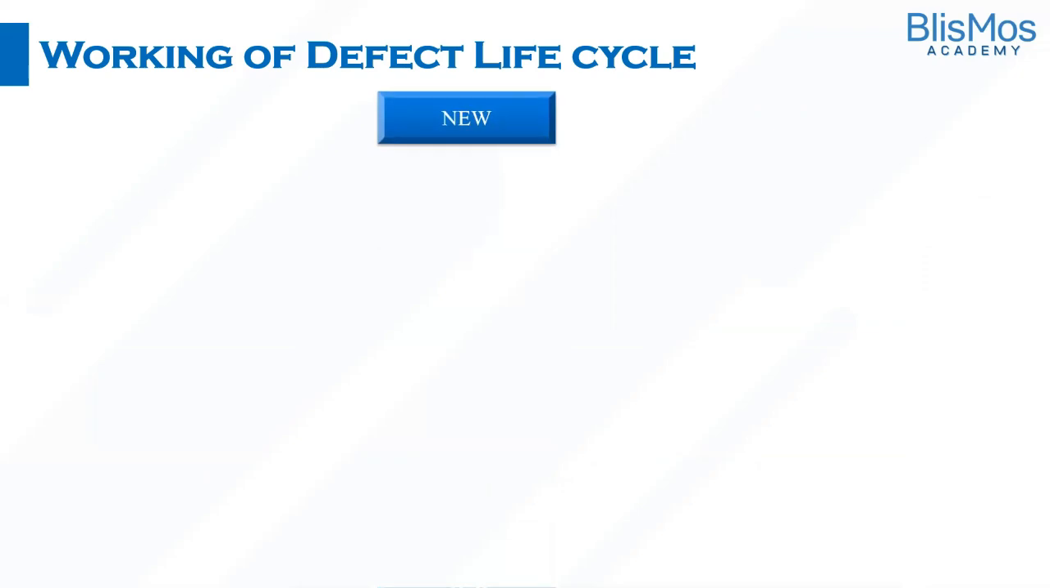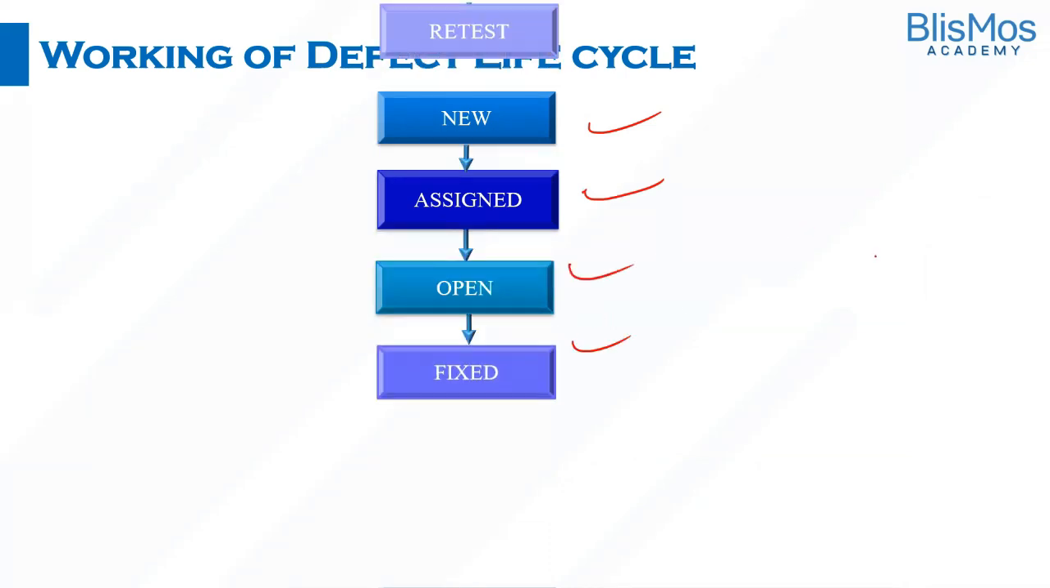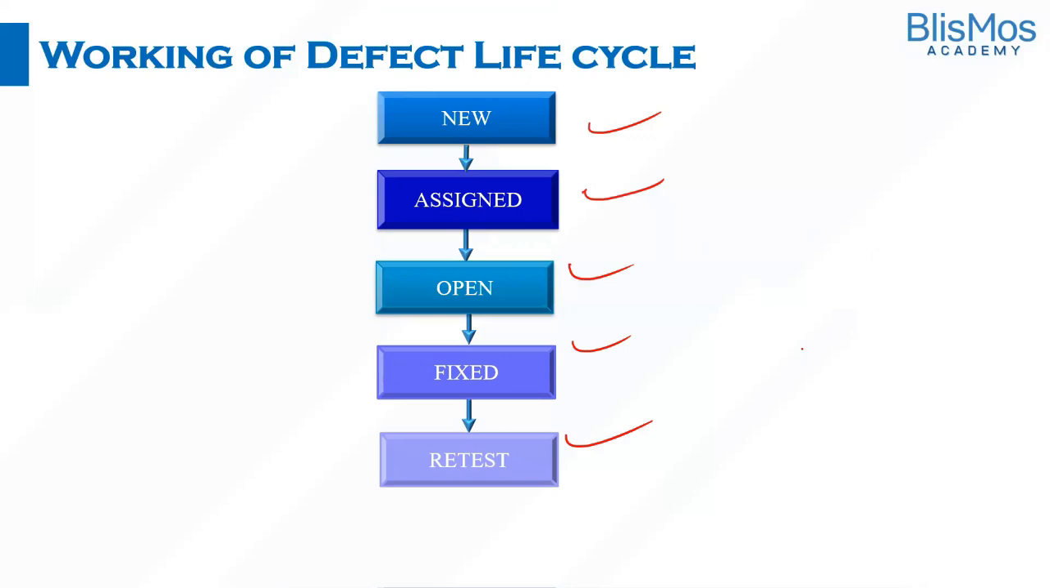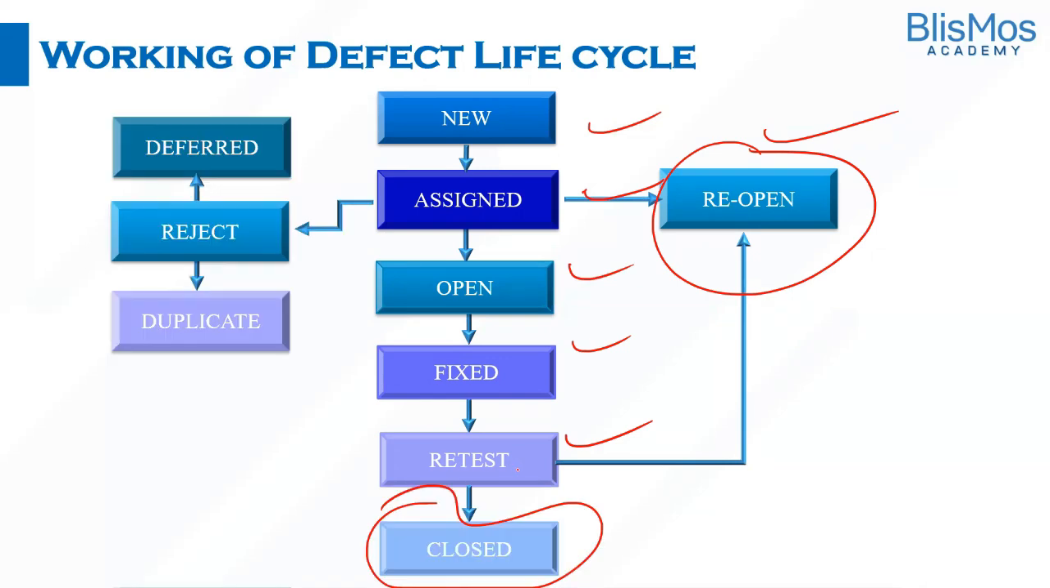When you find a defect, it is in a new state. Then it will be moved to assign state. Then it will be moved to open state. Then it will be moved to fixed state. Then it will be moved to retest state. After retest, in case the defect is not fixed, then it will be reopened. After retesting, in case the defect is fixed, it is set to closed state.